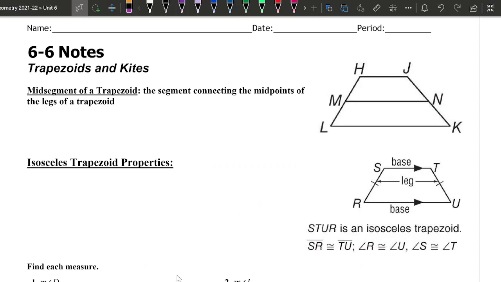Today we're looking at trapezoids and kites. This is the last type of quadrilateral for Unit 6.